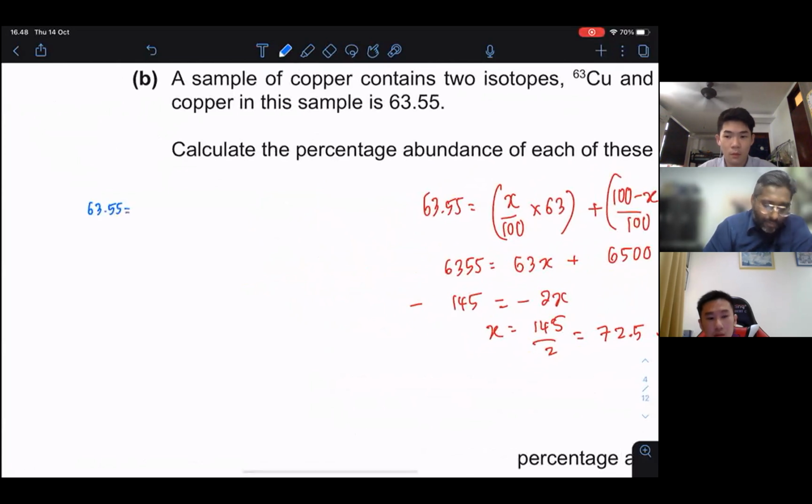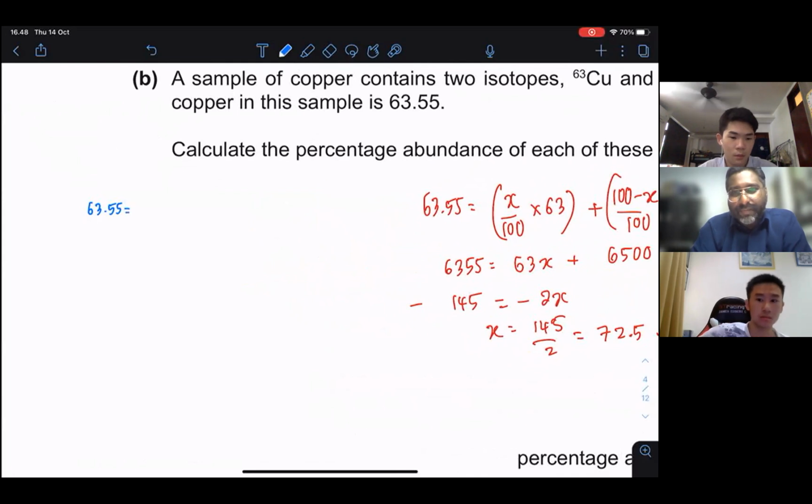When you have 63.55, how do you get it? Normally we take the percentage, the abundance. Let's say I'm taking the abundance as X. For example, 30% and 70%, so X is going to be 30. How do you get the remaining? It is going to be 100 minus 30. Now, I do not know what the abundance is, so I'm just taking it as X.